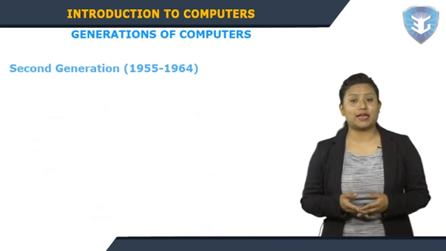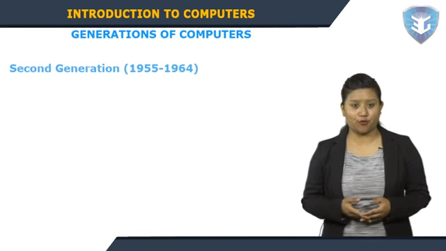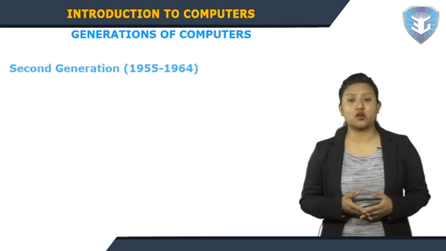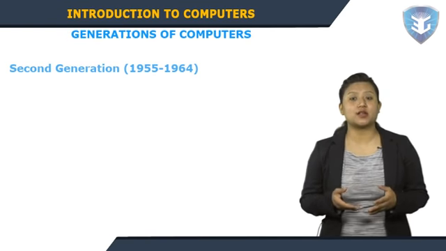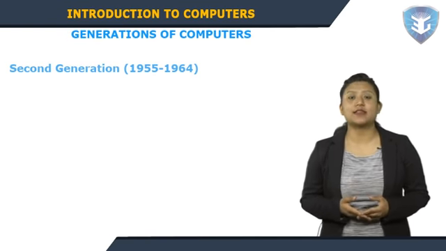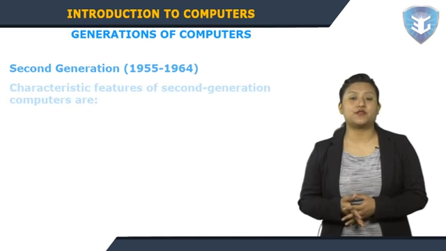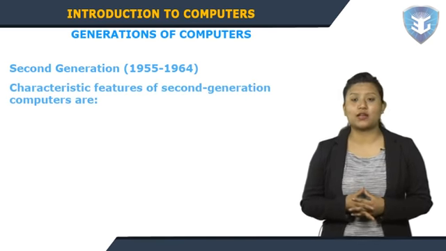Second generation, 1955 to 1964. John Bardeen, William Shockley and Walter Brattain invented a new electronic switching device called a transistor at Bell Laboratories in 1947. The characteristic features of second generation computers are as follows.